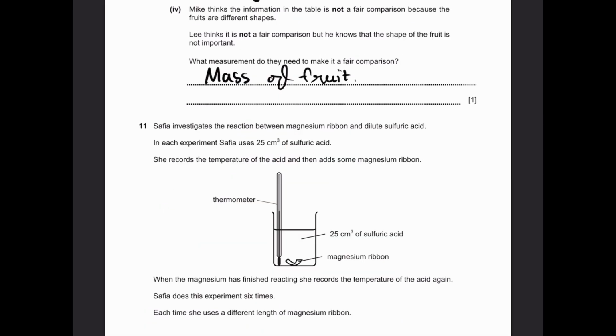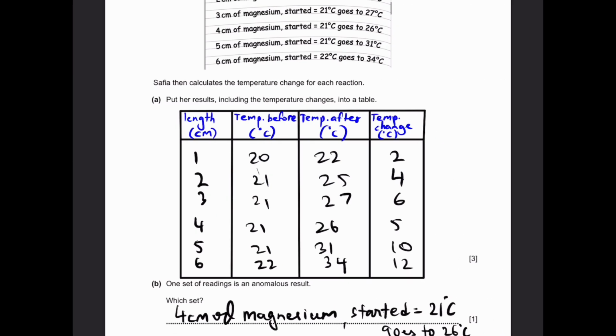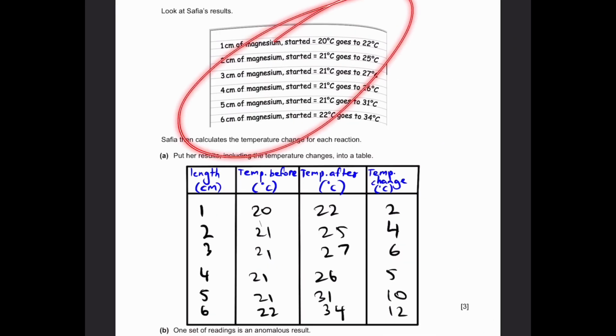Question 11. Safia investigates the reaction between magnesium ribbon and dilute sulfuric acid. In each experiment, Safia uses 25 centimeter cube of sulfuric acid. She records the temperature of the acid and then adds some magnesium ribbon, as shown in the diagram. When the magnesium is finished reacting, she records the temperature of the acid again. She does this 6 times, each time using a different length of magnesium ribbon. Look at Safia's results. All are given here. Safia then calculates the temperature change for each reaction. A. Put her results, including temperature changes, into a table.